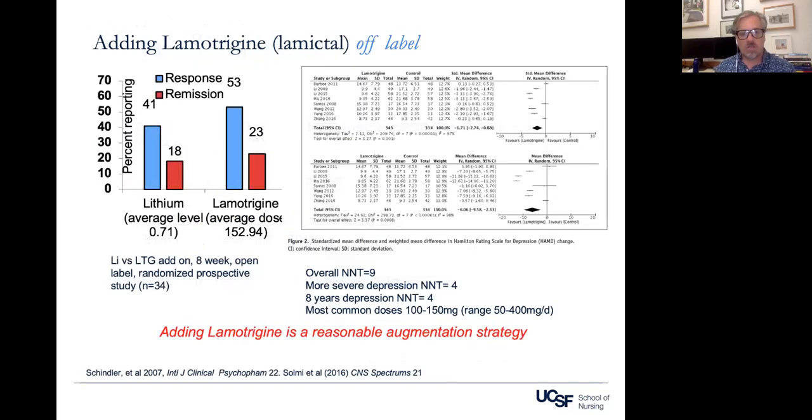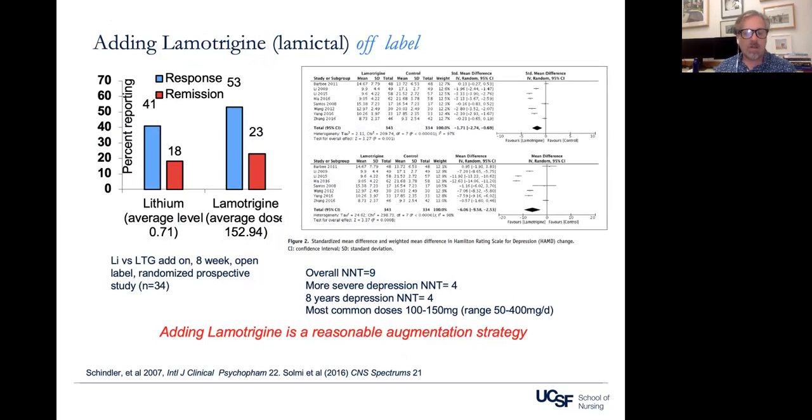What about lamotrigine? Lamotrigine you may be more familiar with in the treatment of bipolar disorder, and we'll certainly talk about that in that module. This is an off-label use of the drug, but there is reasonable data to support that adding lamotrigine to an antidepressant regimen is a reasonable thing to do.